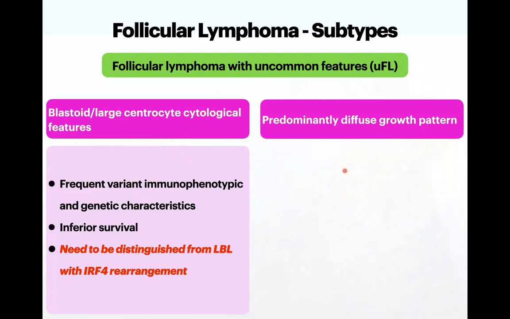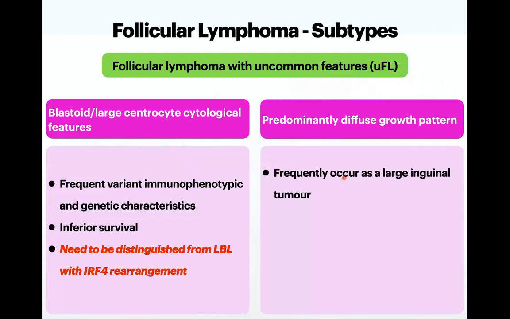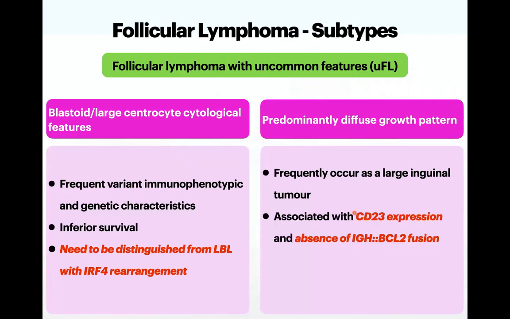While the predominant diffuse growth pattern frequently occurs as a large inguinal tumor and is associated with CD23 expression and absence of IGH-BCL2 fusion. And there are frequent STAT6 mutations and 1p36 deletions. These things are just to remember, but they are separate from the classical type, with uncommon features. Like the name itself says, uncommon features. So the blastoid one has variant immunophenotypic features, and this one shows CD23 expression and IGH-BCL2 fusion absence.